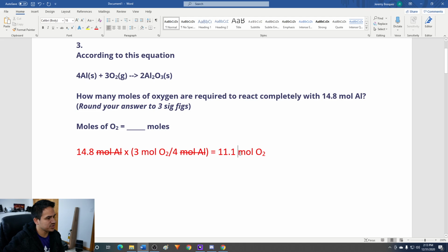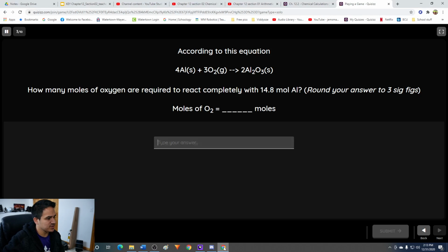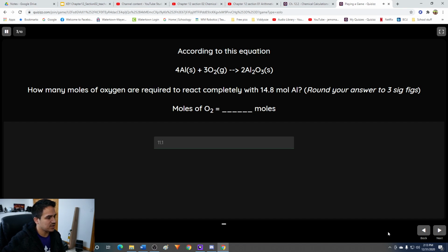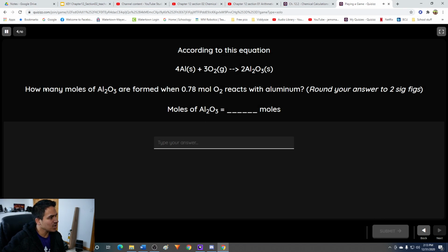And it does say round to 3 sig figs. We already have 3 sig figs, so let's go put this in and hit submit. There we go. Voila. All right. How many moles of Al2O3 are formed when 0.78 moles of oxygen reacts with aluminum?